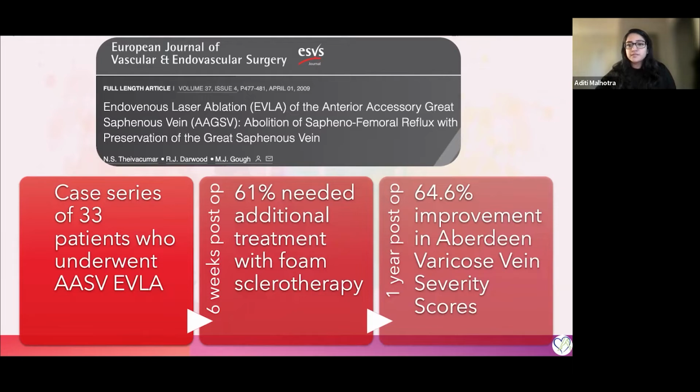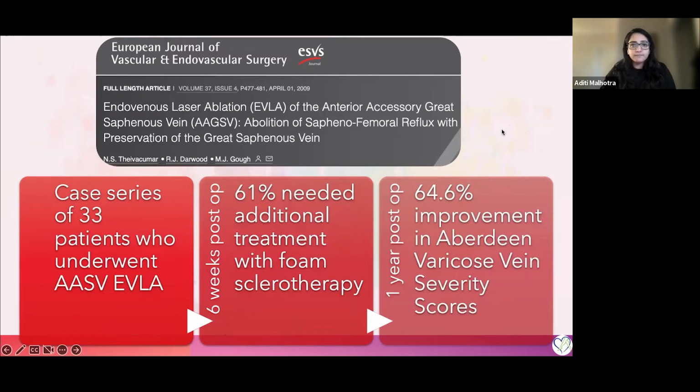1 year post-op, 64.6% of patients had improvement in their Aberdeen varicose vein severity score. So again, very significant. Laser is very important to use when it comes to treatment of AASV, as deemed by this study here.